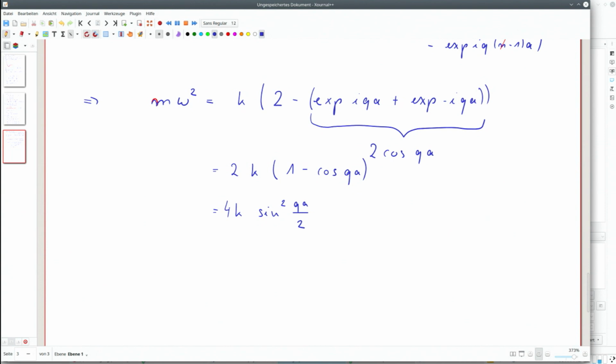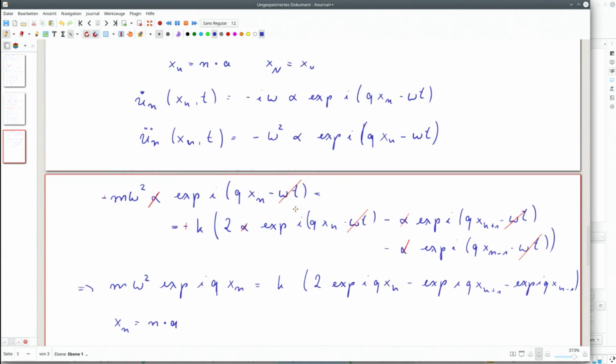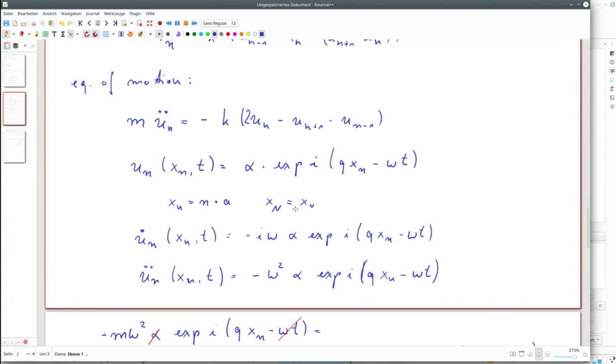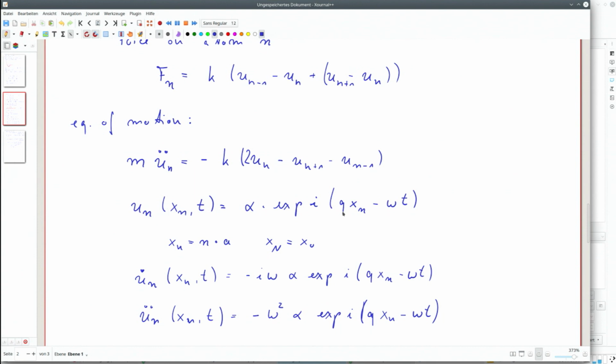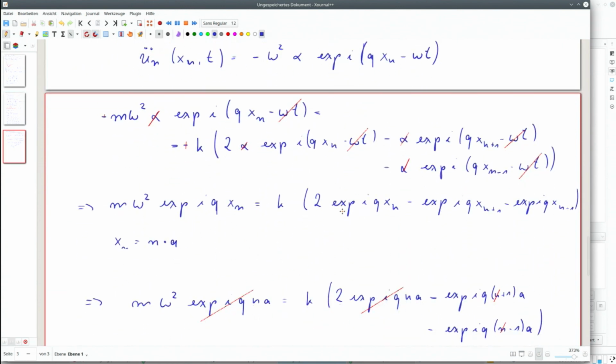So what does it mean? Why did I make this long exercise? What do we get out of it? It gives us a relation between the frequency. What do we have here on the right-hand side? What is this Q? Where did we start? Somewhere here. Here. The Q is a wave vector. It's the inverse of the wavelength, or 2 pi over the wavelength.